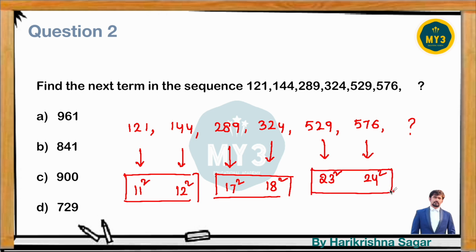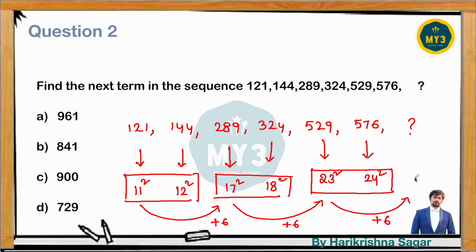So next term will be what? So you can observe 11 becomes 17. That means there is an increase of 6. 17 become 23. That means there is an increase of 6. And 23 will become what? 23 plus 6, which is equal to 29. So answer must be 29 square and 30 square.